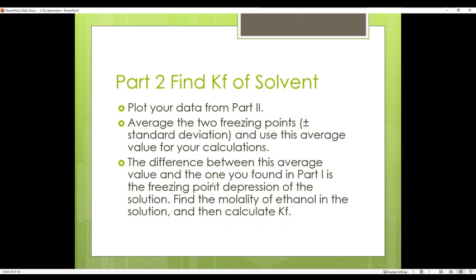So now on to part 2. It's the same thing. You're going to plot your data, get the average freezing point, and then using that, we can solve for that KF. In the relationship, you're going to have the freezing point of the standard solution, that T_f°, minus T_f for the solution. So that gives us delta T. That'll equal i K_f m.